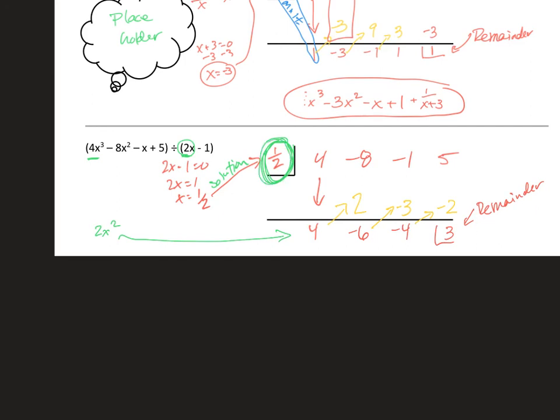So the only thing that we have to do, since we're dividing by 2 here, we have to make sure we divide every one of these coefficients by 2 as well. Do not divide the remainder by 2. So then your answer should be 2x squared, and that's exactly what we got here, right? 2x squared minus 3x minus 2 plus 3 over 2x minus 1.